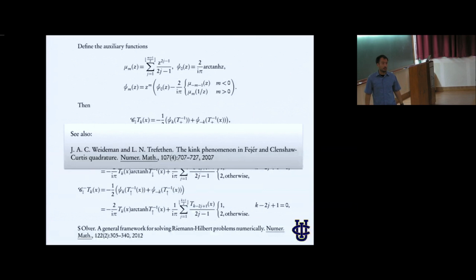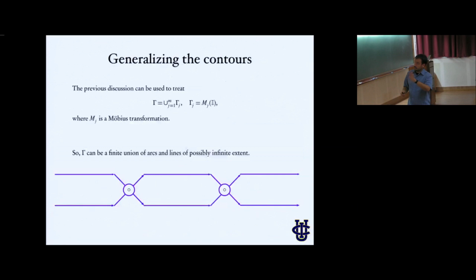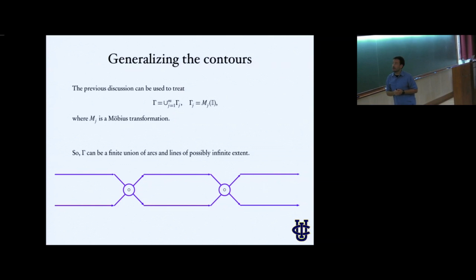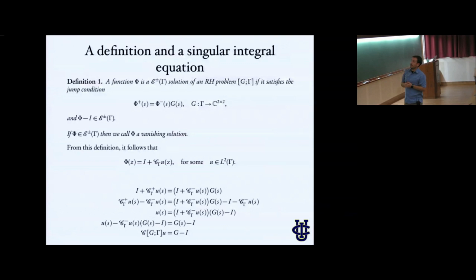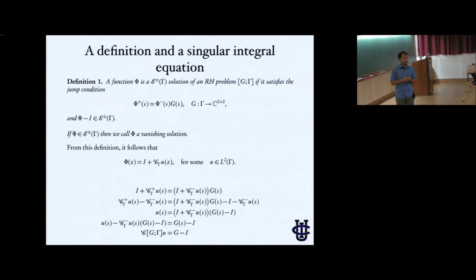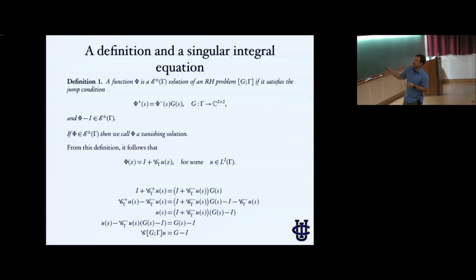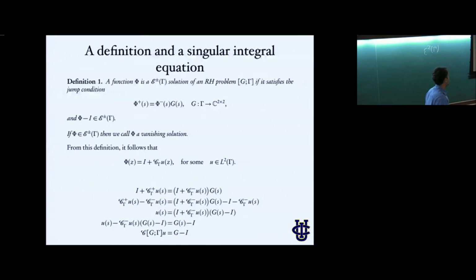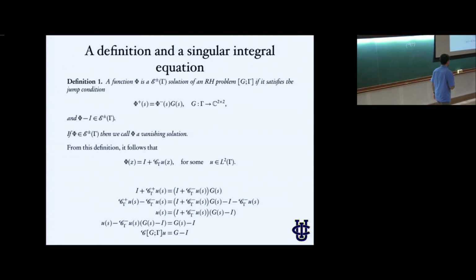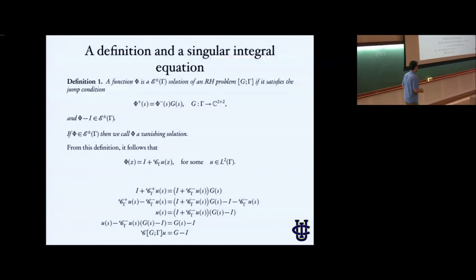Okay, that's still a review. I drew a picture like this before, saying that in the end what we're going to have to deal with are these finite unions of smooth arcs and lines. Last time I defined rigorously, in precise detail, what I mean by a Riemann-Hilbert problem. The notation is slightly different here, but morally it's the same story. Then you go through this calculation, which I basically did at the end of last lecture, where you arrive at your singular integral equation, and this is the singular integral operator.